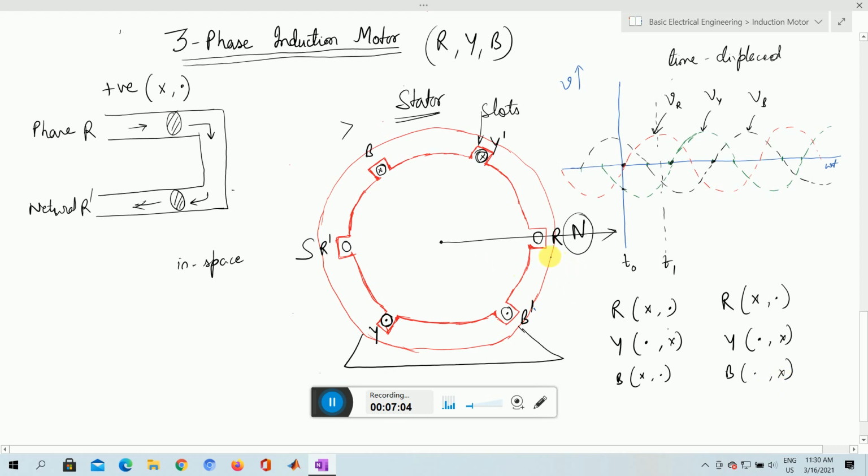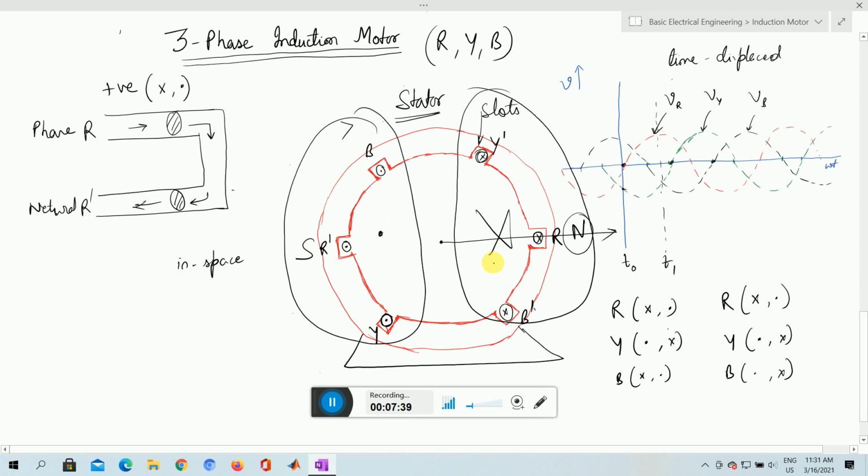So if we put this logic in the RYB, R will be cross and dot, Y will be dot and cross, and B will be dot and cross. So what is the logic you get here is, on this side you get a cross, and this side you get a dot.